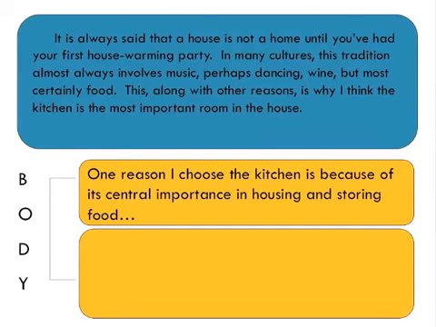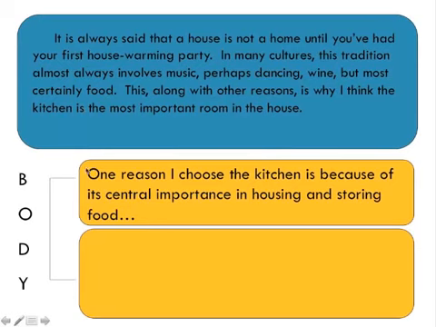Now what I've done here is I've drafted a sample introductory paragraph, and I want to show how we can connect these ideas using specific signals. So let's take a look at the introductory paragraph. It is always said that a house is not a home until you've had your first housewarming party. In many cultures, this tradition almost always involves music, perhaps dancing, wine, but most certainly food. This, along with other reasons, is why I think the kitchen is the most important room in the house.